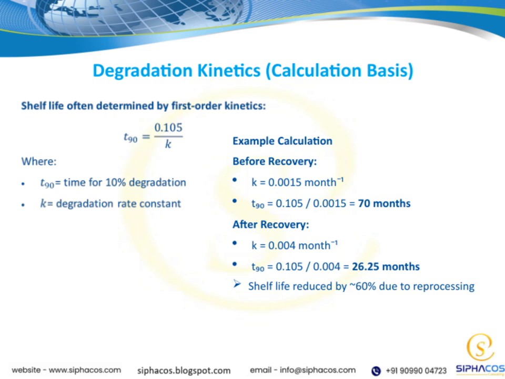Now, after recovery, the degradation rate increases to 0.004 month inverse. Repeating the calculation, 0.105 divided by 0.004 equals approximately 26.25 months. This shows that the shelf life has been reduced by roughly 60% due to reprocessing, which is quite significant. So the key takeaway here is that increased degradation rates shorten the product's shelf life considerably. Understanding these kinetics helps us better assess how processes like reprocessing can affect product stability and overall quality.